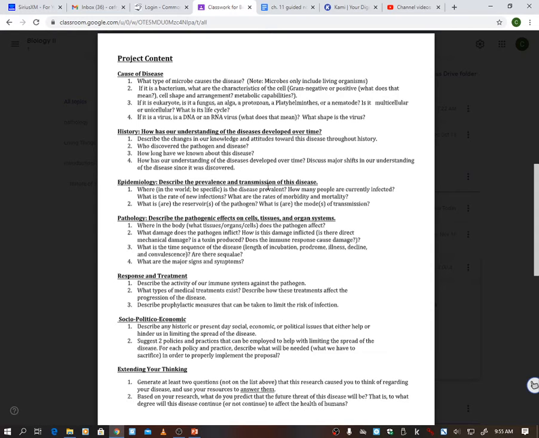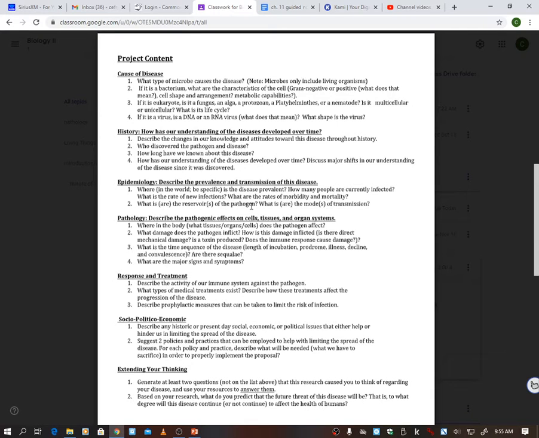Epidemiology: describe the prevalence and transmission. So where in the world is this? Is it everywhere? Is it only in Africa? Is it in third world countries? How many people are currently infected? What is the rate of new infections? What are the rates of morbidity and mortality?